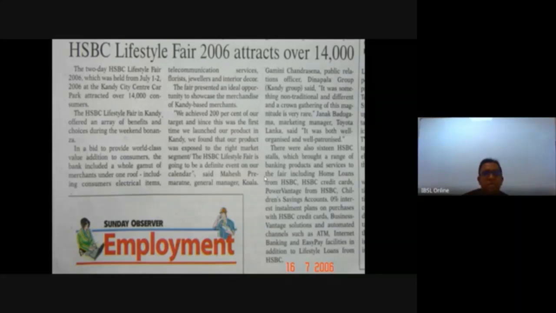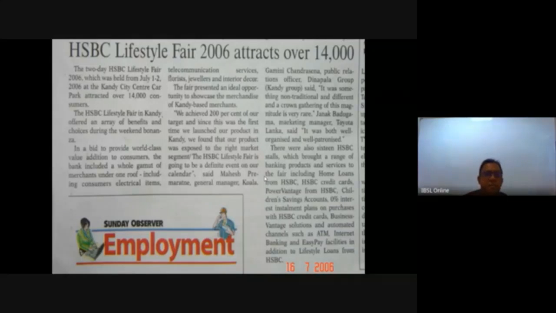Now take for example, in 2006, HSBC started a lifestyle fair. This is a totally new channel. Up to then, no other banks had thought of it. So they did a very successful campaign as a lifestyle fair at BMICH, and then they went to Kandy City Center and did that fair there as well. You know, this is where the customers and the bank are getting closer.